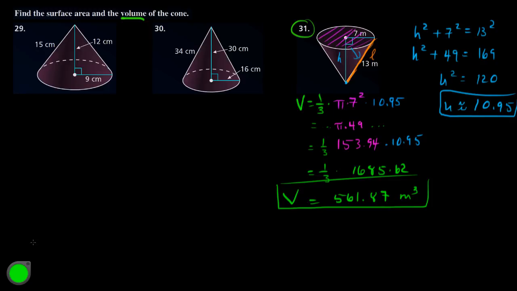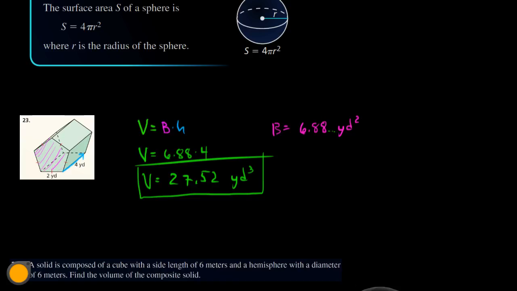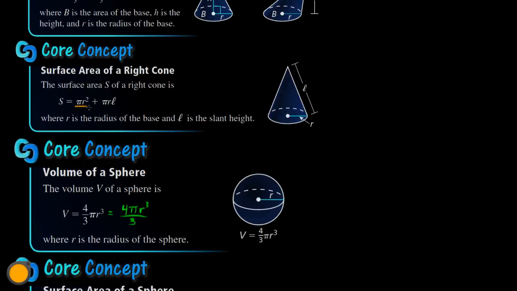Now, for surface area, separate formula. And pay attention on the test to whether or not they're asking for surface area or volume. It would be a shame if you guys lost points for that. The surface area of a cone is a different formula. It's pi r squared, which represents the area of the base. So there's the area of the base.